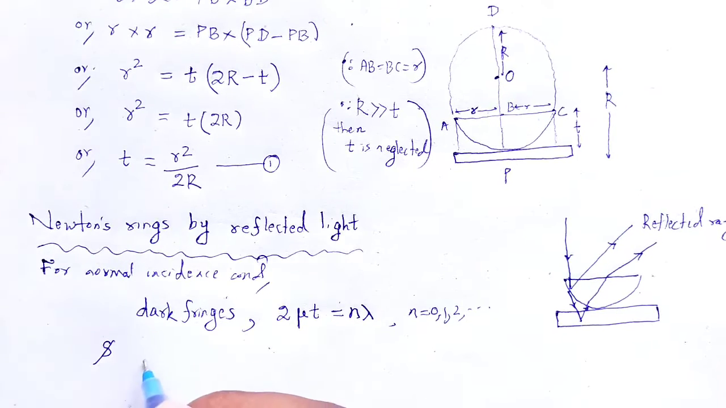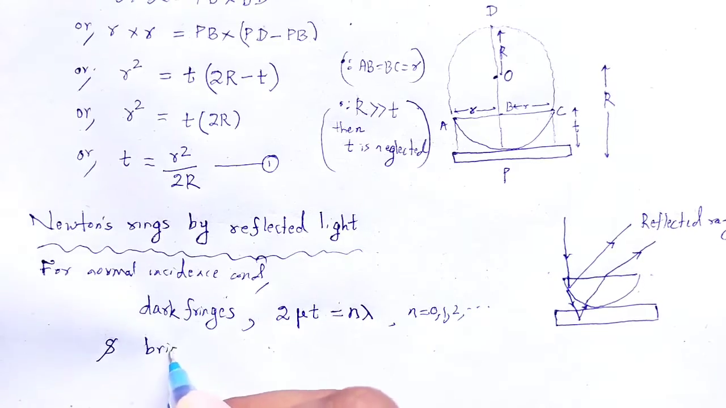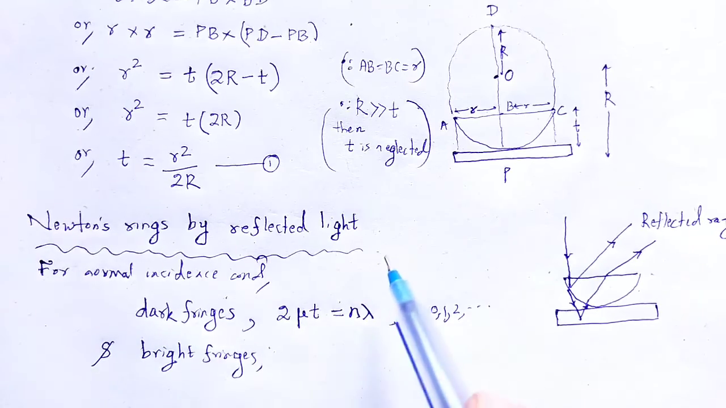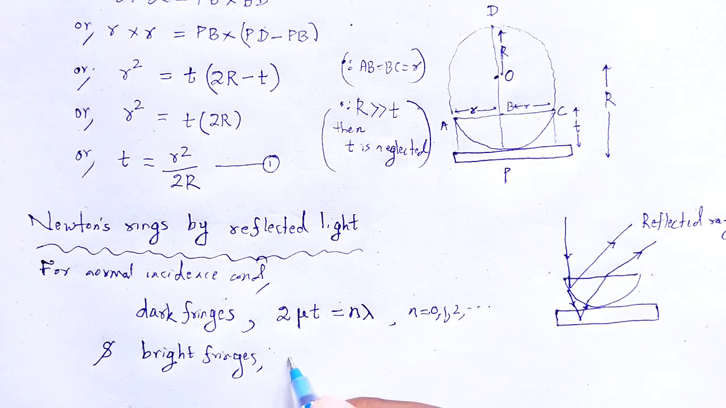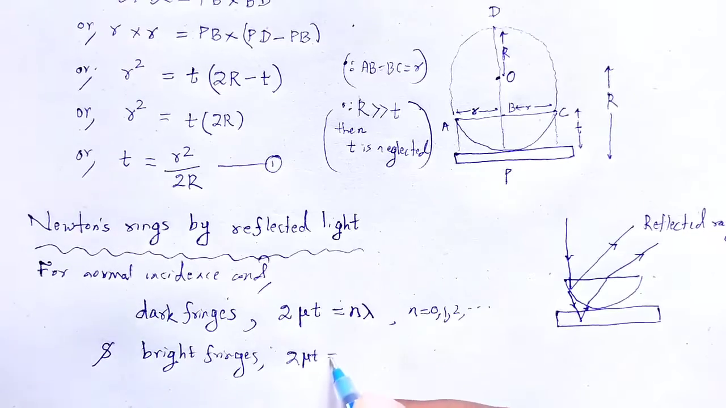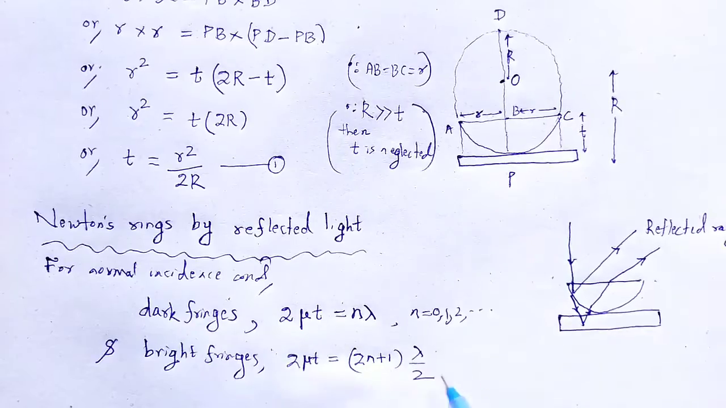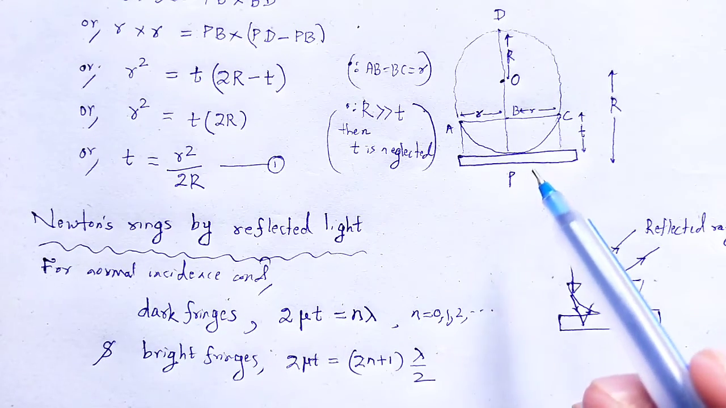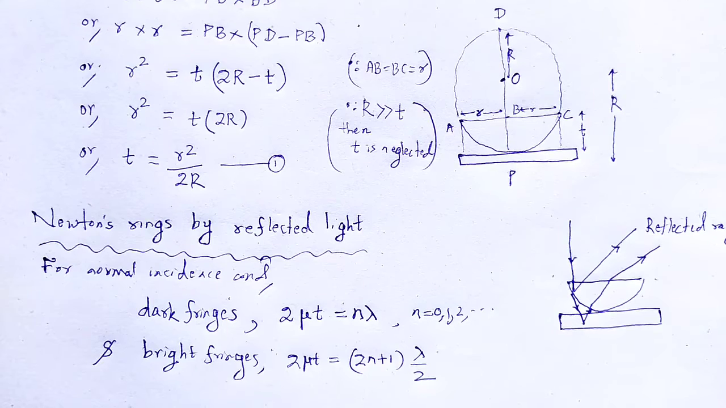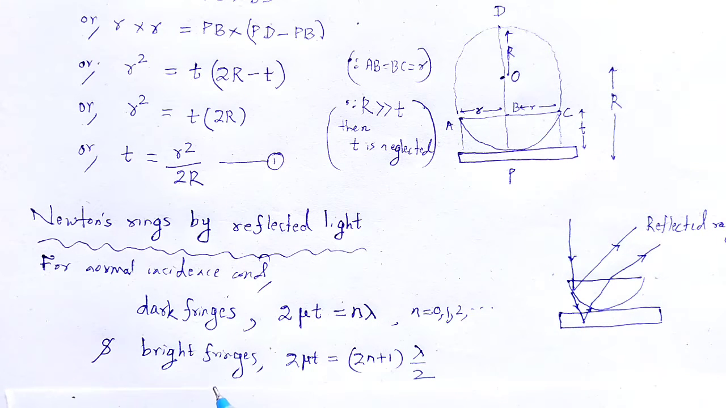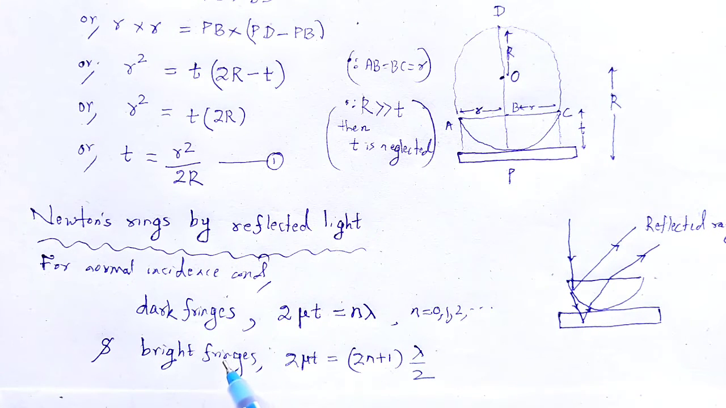And for bright fringes, the path difference, that is 2 mu t, is equal to an odd multiple of lambda by 2, when it is a wedge shaped film. Now, you have to calculate the position of dark fringes and bright fringes.